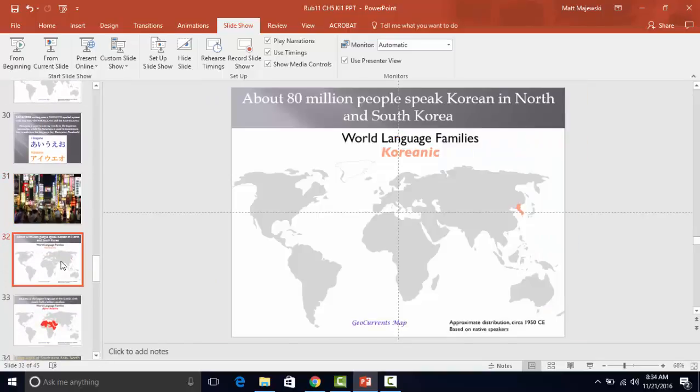Okay. Korean or Koreanic, about 80 million people speak it. Obviously, it's located in North and South Korea. Although, from what I understand, those two languages have been so isolated from one another since the 1950s, they've almost developed into their own languages where it's difficult to understand one from the other.